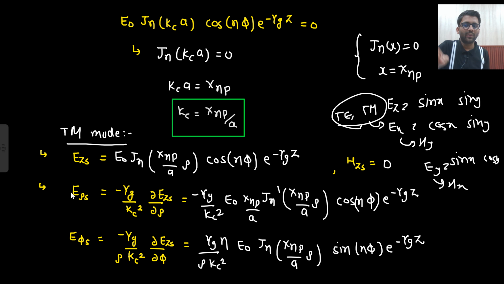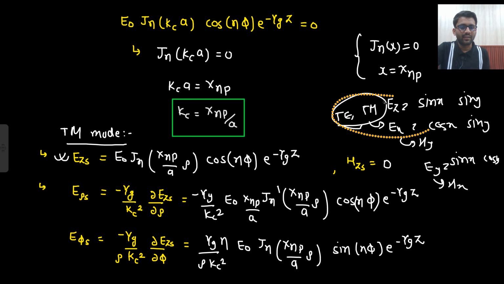What I mean to say is that you cannot say that E rho will always be a function of Jn dash and cos. No, it will be changing in case of TE mode. So it's not worth remembering these expressions, that E rho is a function of Jn dash cos n phi. So what will we do in the examination? We will remember only this one, and if we remember this one, then directly we can write down E rho as well.